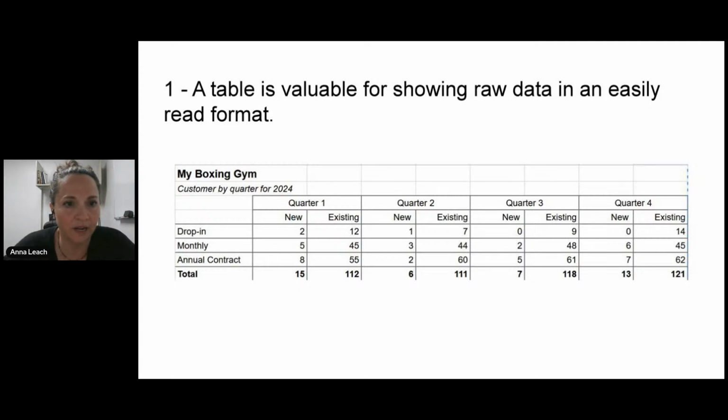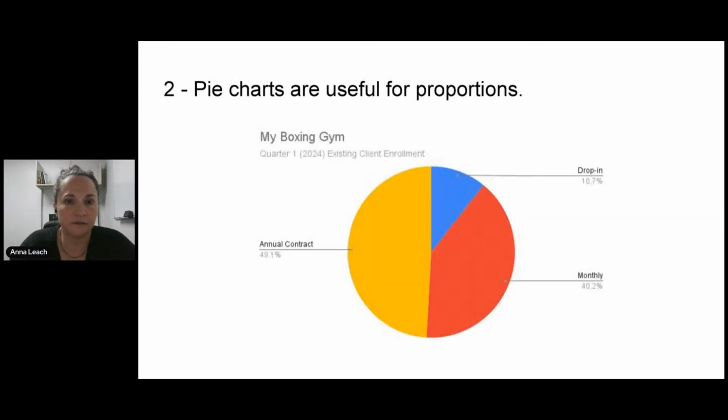A table is not great for showing comparisons. Whenever I'm trying to compare, did I have growth from Q1 to Q2 to Q3, Q4, my eyes have to scan and do math. This is a lot to ask of our brain when we're trying to make decisions and think about things. So instead, we could use a chart or a visual aid for this.